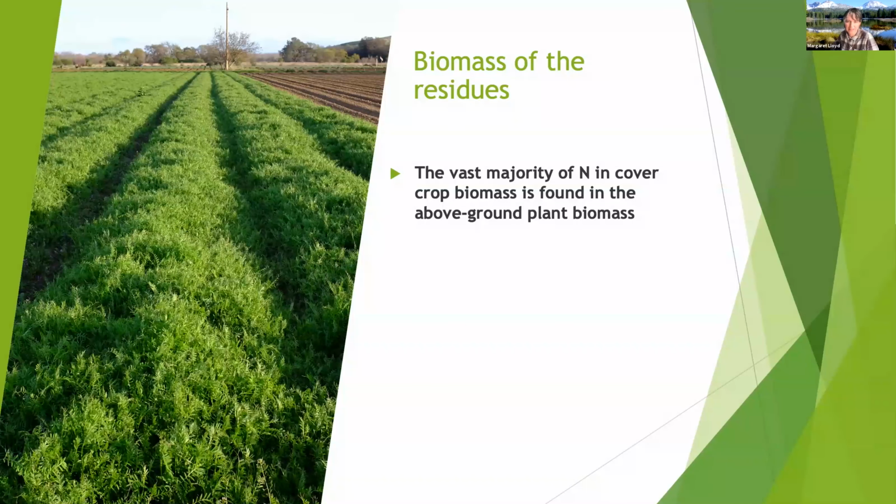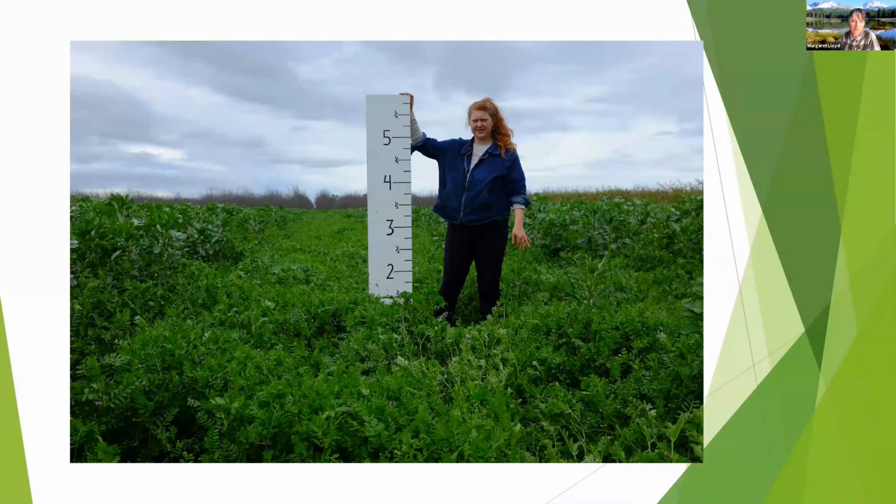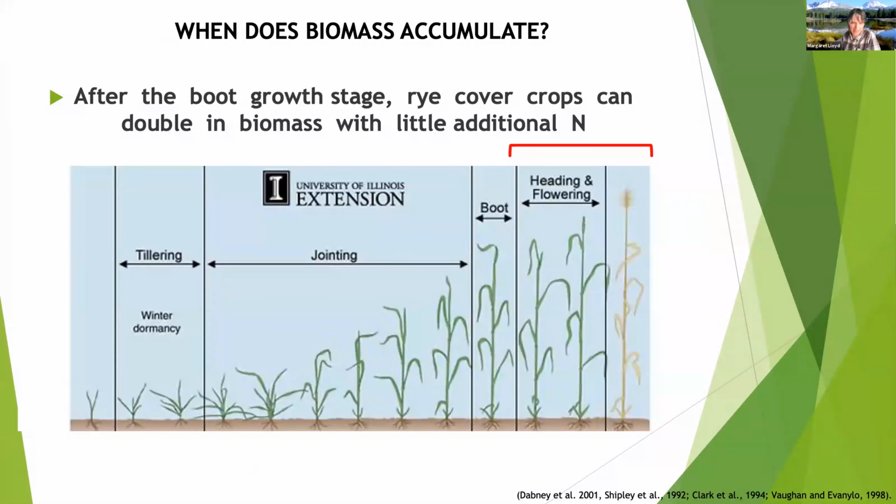Can you look at this picture and get an idea of how much biomass is out there? This picture is just under 3 tons per acre dry weight of cover crop residue. Here's another image. So we have in the foreground or in the middle here, a vetch cover crop. This represents 2 tons per acre of biomass. So when during the season is biomass accumulating?